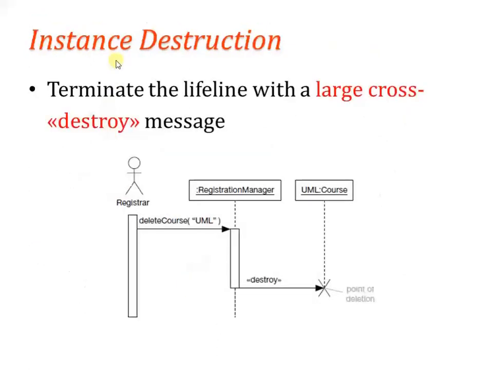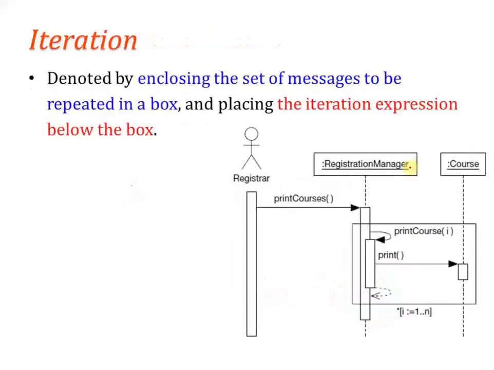The next parameter is called instance destruction. This is mainly used to destroy objects which have been created temporarily. For example students, if you wish to destroy an object after its work is over, you can demonstrate that in a sequence diagram as well. You can see a large cross mark given here. After the cross mark, you cannot see the dotted lines, that is the lifeline of the object. The meaning of this is, after the destroy message has been passed from registration manager to the particular object, its point of deletion starts. This is called instance destruction.